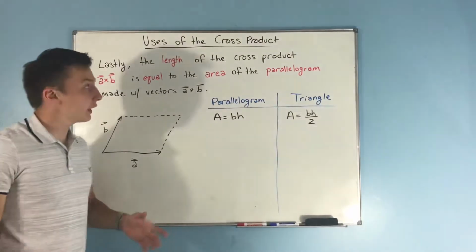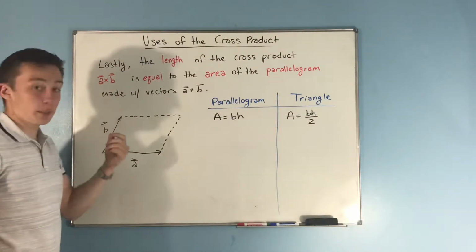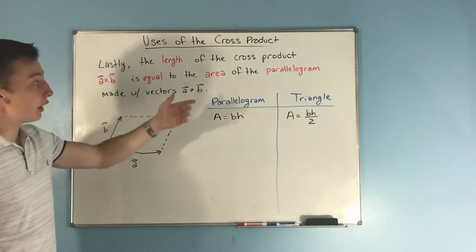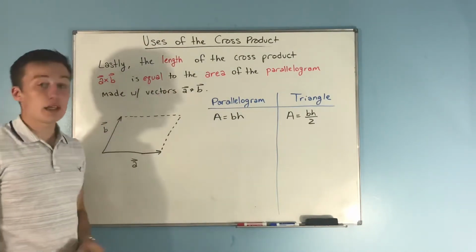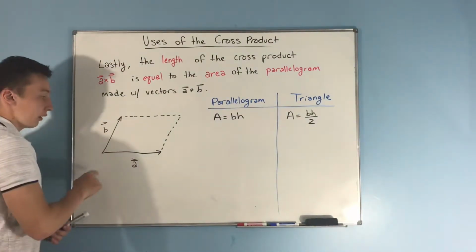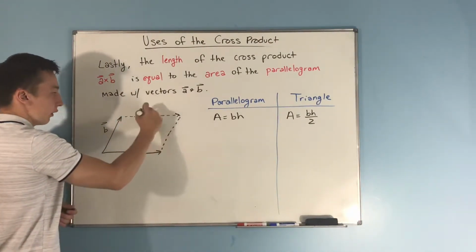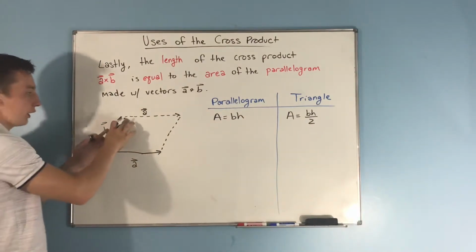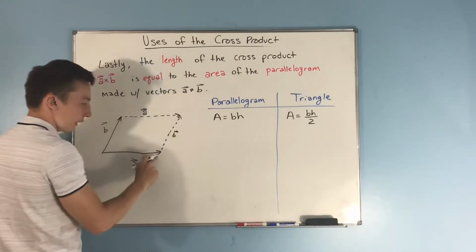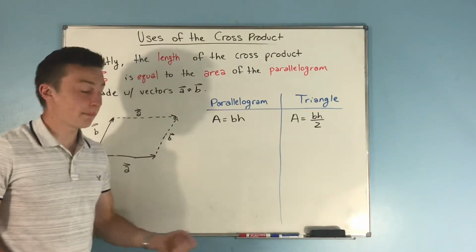The last thing we're going to go over for uses of the cross product is that the length of the cross product, the magnitude of A cross B, is equal to the area of the parallelogram made with vectors A and B. How do you make a parallelogram with vectors A and B? Here's vector A, here's vector B. You connect vector B onto the end of vector A, and you make a parallelogram. The area of a parallelogram is base times height.